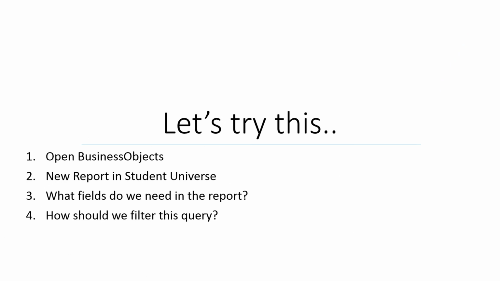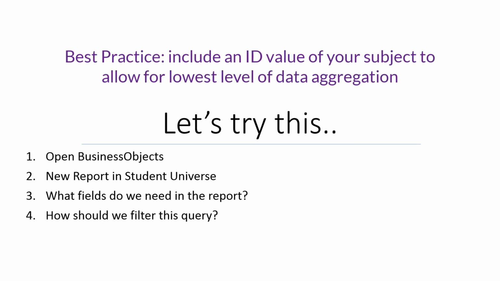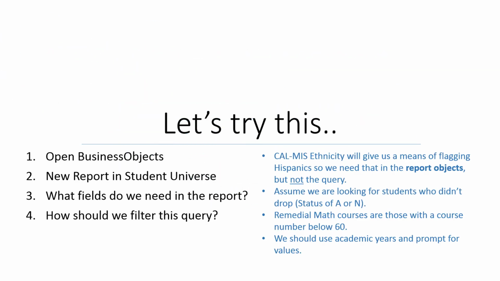Let's actually give this a try, shall we? We will need to ensure we have student ID values and the Cal MIS ethnicity fields in the results objects, so we can count students and generate the percentages. Based on conversations with the client, we are only seeking data on students with an active status in the class, A or N codes, and we define remedial math courses as those with a course number below 60.